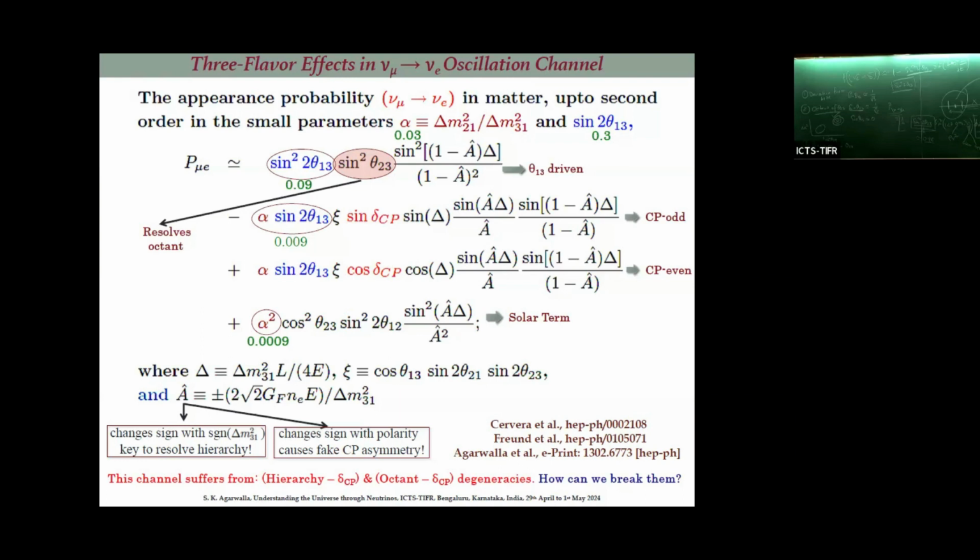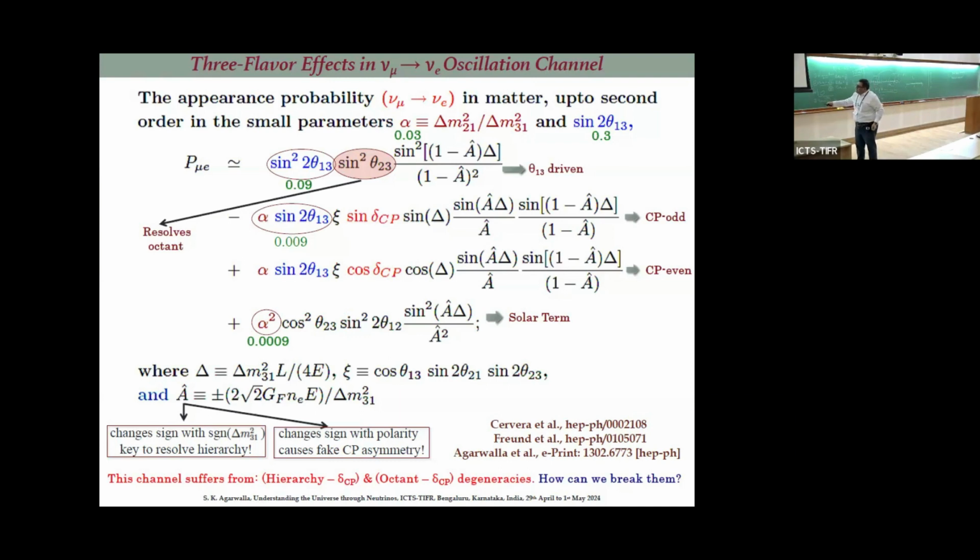So from reactor you measure theta 13 and plug it in here. So you remove the theta 13 delta CP degeneracy and other degeneracies related to theta 13. So that is done. We have resolved that degeneracy with theta 13. But we have other degeneracies.